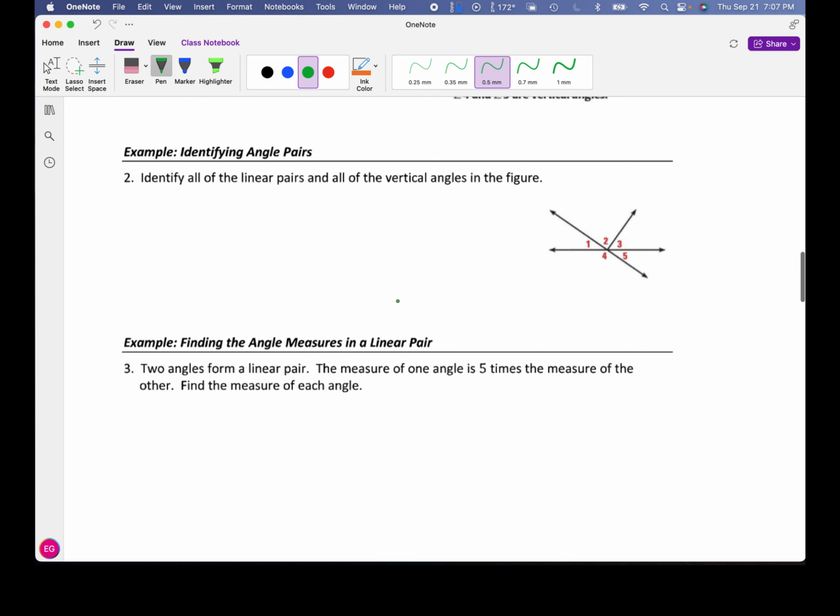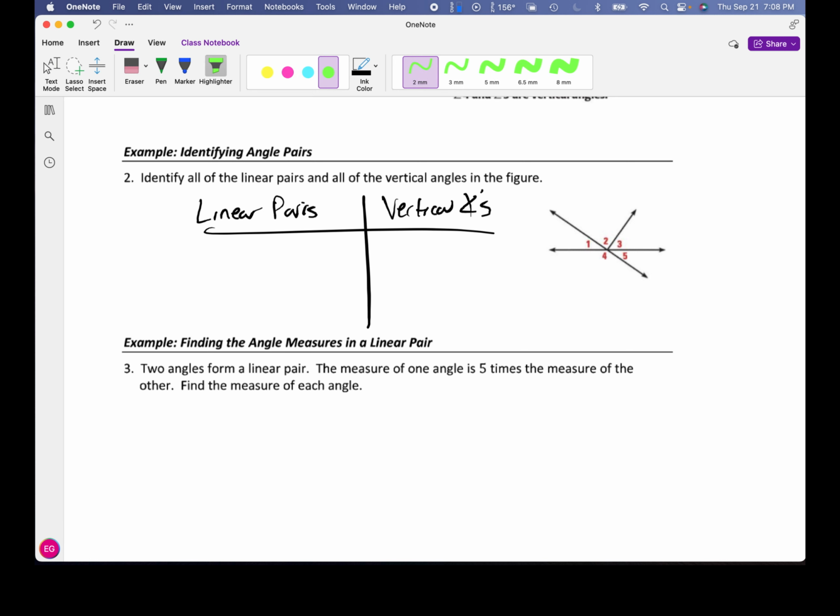So let's jump into the example here. We want to identify all pairs of linear pairs and then all vertical angles. So let's start off with the linear pairs. So linear pairs, and then we'll do vertical angles. Fun little list there. All right, so linear pairs, anything that is going to be two angles that form a line. So what I see is right here, 1 and 4 together are going to form a line with each other. So I'm going to say angle 1 and angle 4.